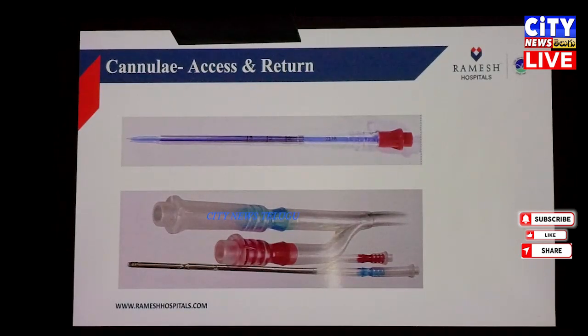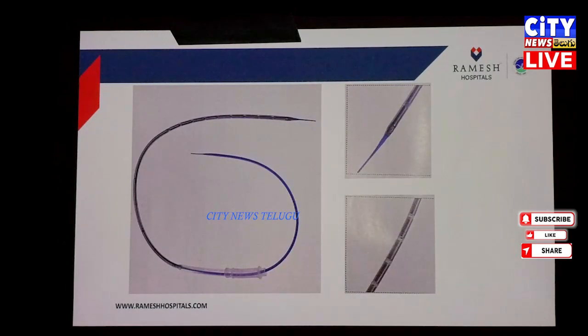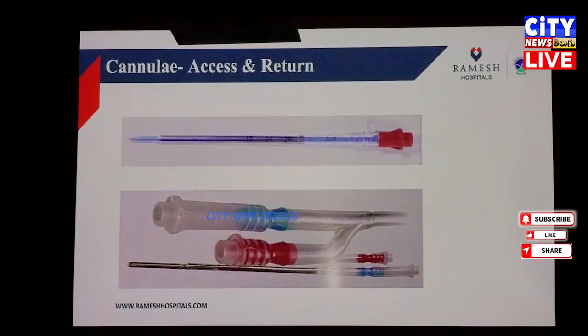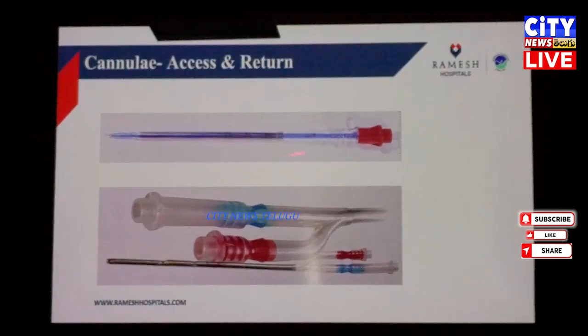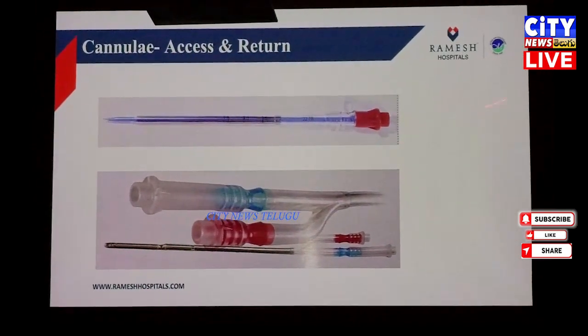If you see the top diagram, that is basically a short little cannula. Length is around 23 to 25 centimeters. These cannulas are primarily used for arterial cannulation, so return cannulas.